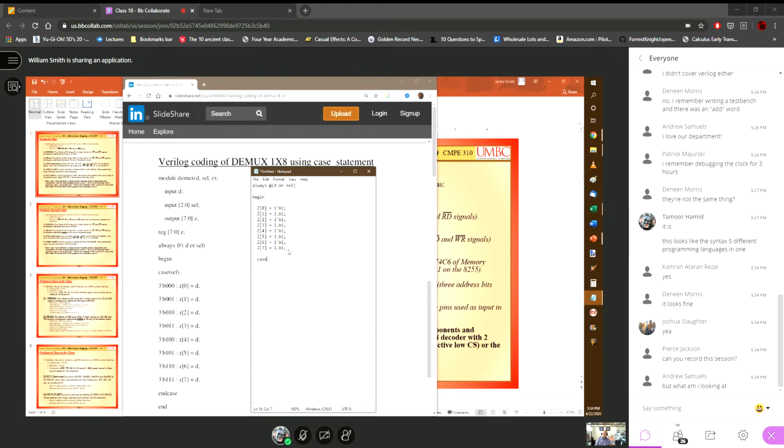So then you're going to say case. Yeah, you can record the session. That's fine if you want. Case parentheses SEL, close parentheses.